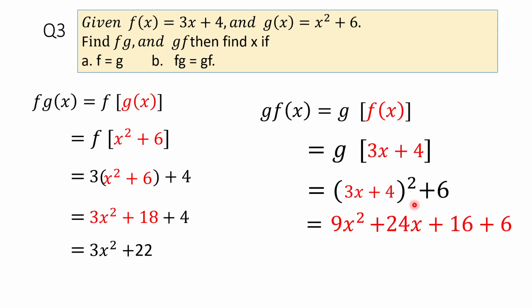So 3x becomes 9x squared. Then times all the terms. So it becomes 2 times 4, 8. 8 times 3x, total is 24x. Next, the third term is 4 squared. 4 squared equals 16 plus 6. Simplify and your final answer is 9x squared plus 24x plus 22.